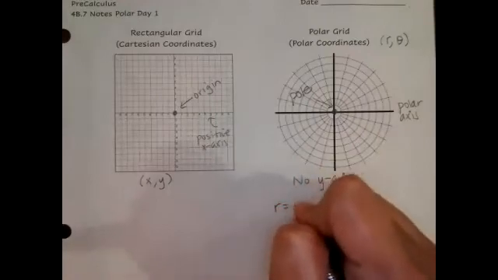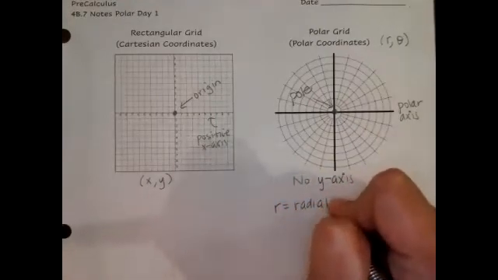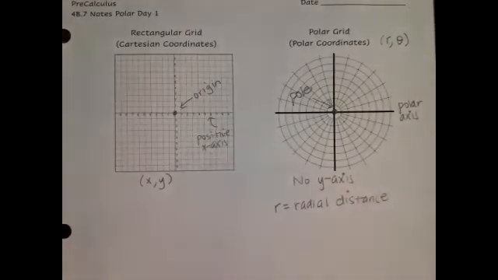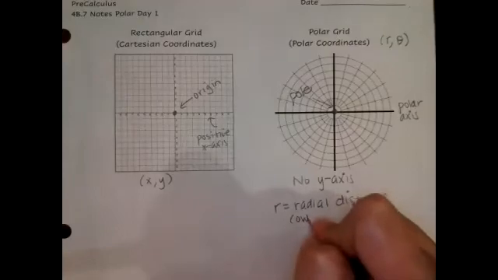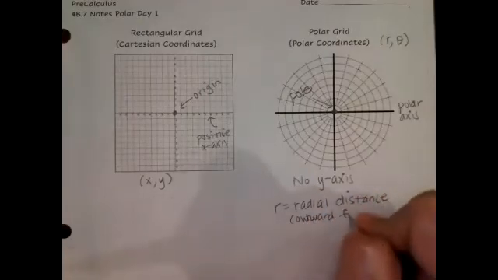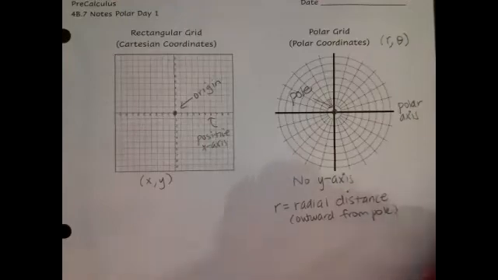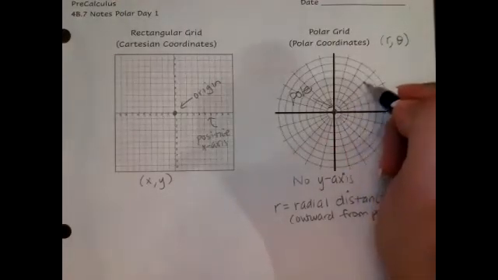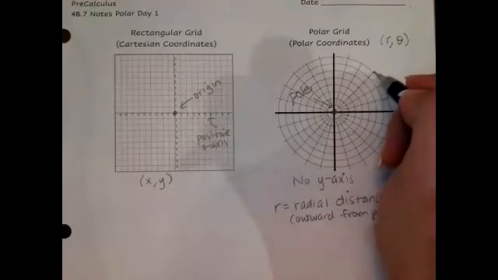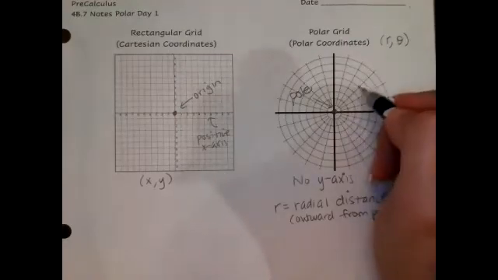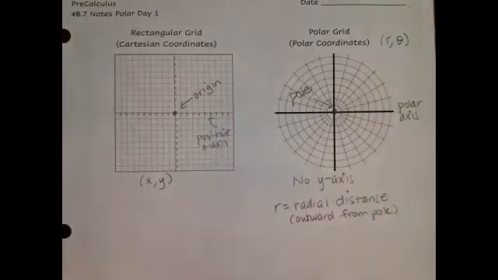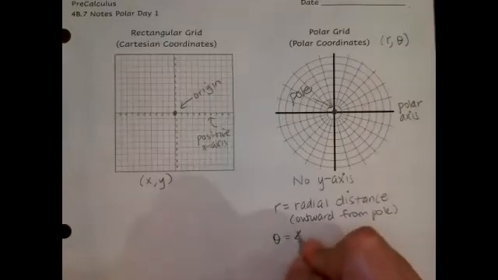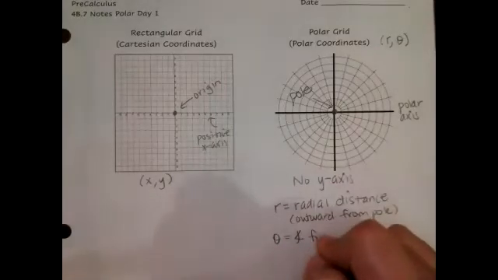Well, r is the radial distance, which means outward from the pole. When we count that out, this would be 1, 2, 3, 4, 5, 6, 7, 8. This goes up to 8. You start from the pole and you're counting out. That's that r value. The theta is the angle from the polar axis.